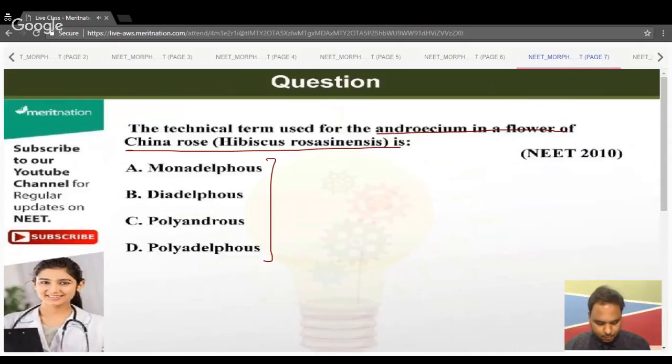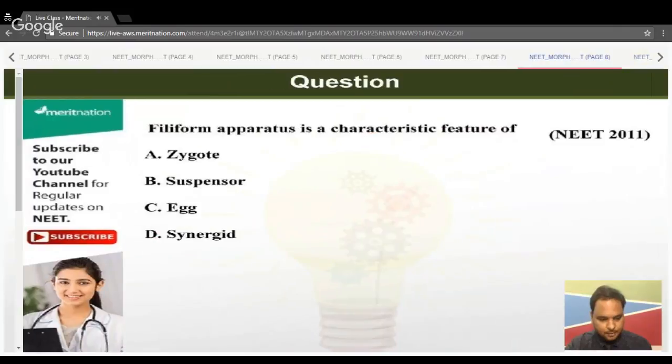If I say Polyadelphous, do you agree? China rose. Okay, so we can go with the answer. It's Polyadelphous, everyone. Exactly, it's a China rose, and if you have seen it, all of the stamens are fused in bundles. And that's the reason it's Polyadelphous, having more than one bundle of stamens. Fine. Now everyone, the last question.